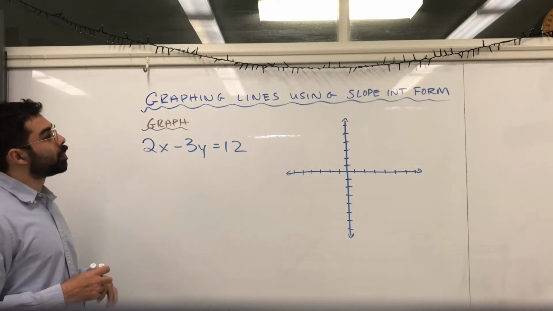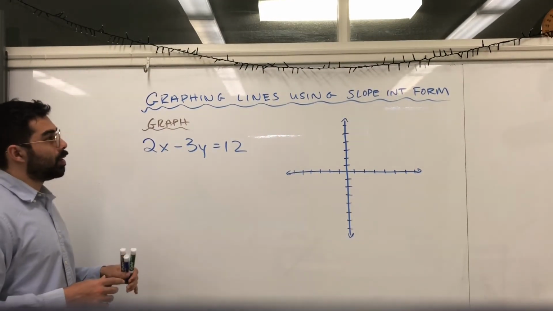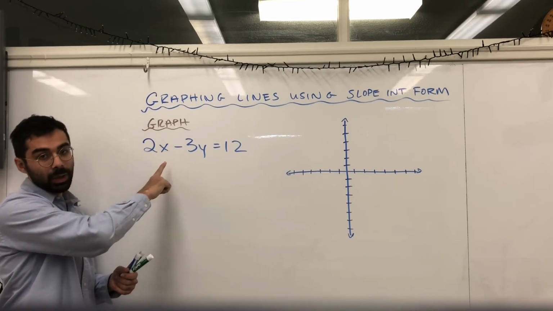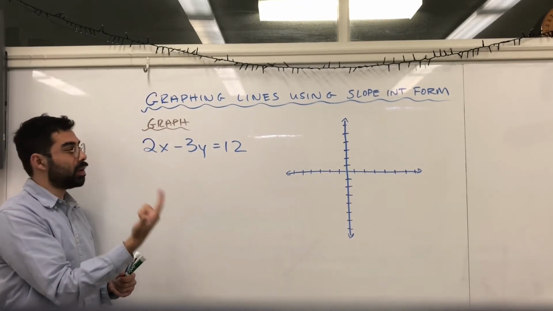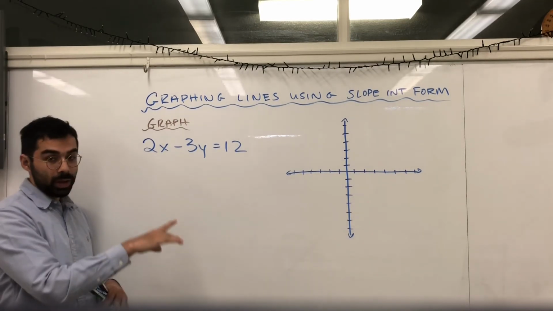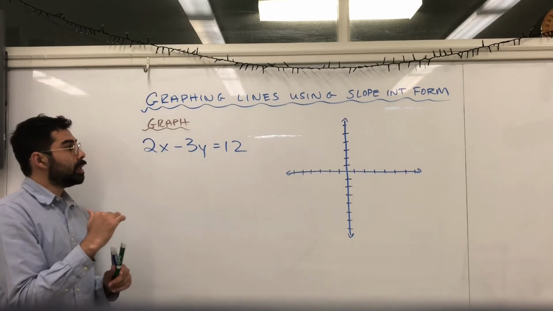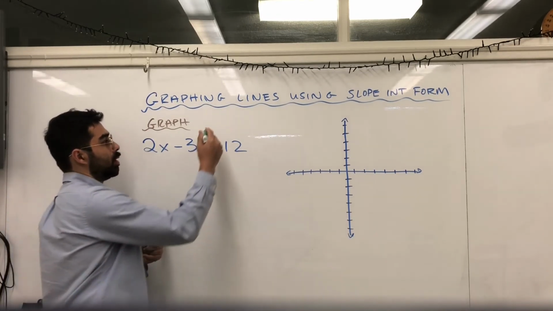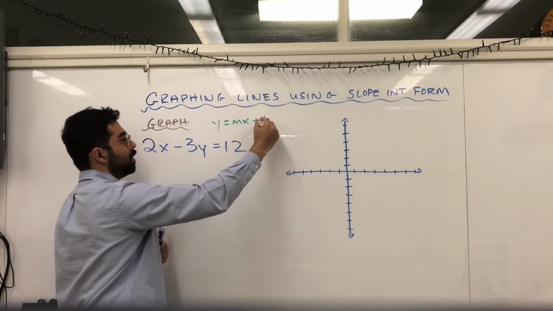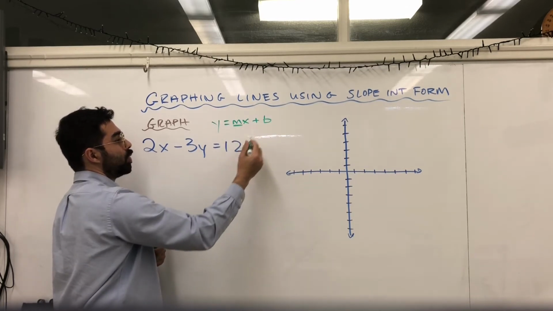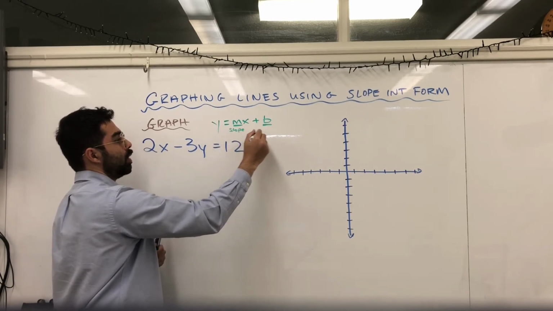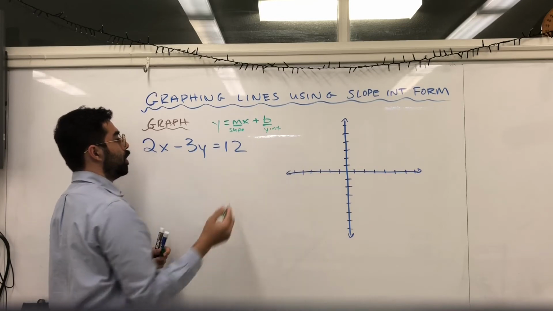Alright, so I've got the same situation. In the last part, I graphed this using its intercepts. I found its x-intercept, and I found its y-intercept. I'm going to show you the traditional way that you've probably done it in the past, and that is using, again, your best friend, y is equal to mx plus b form. Again, m being your slope, b being your y-intercept. So that's slope, and this is y-intercept.